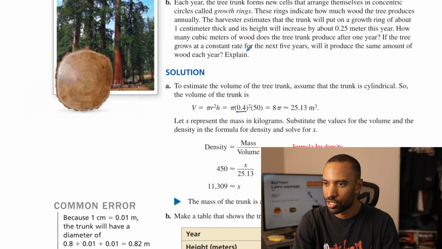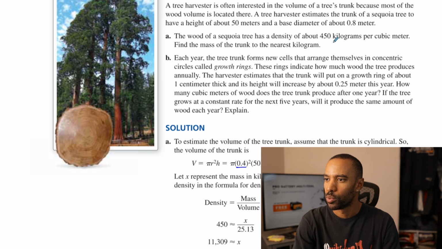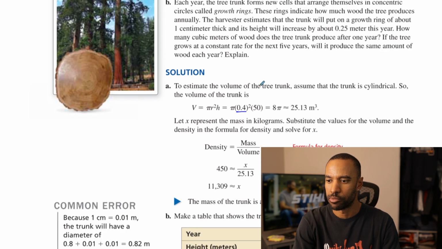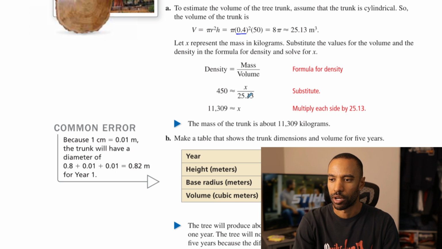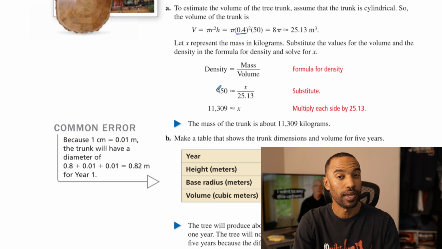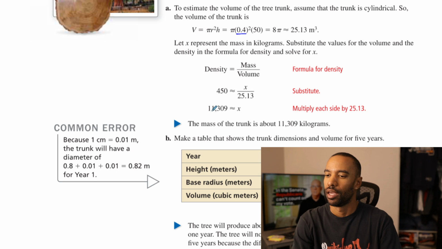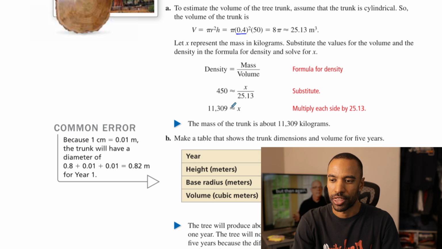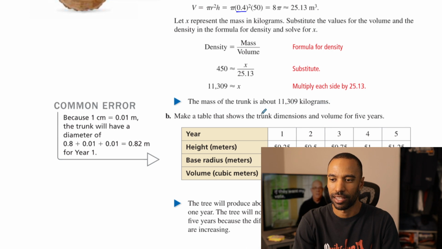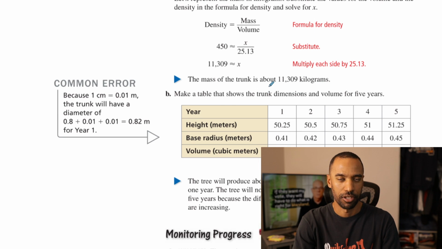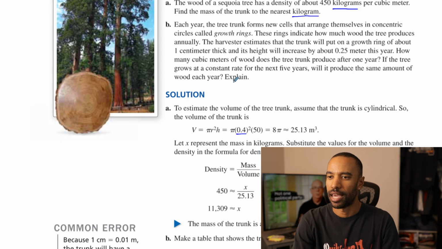And this mass, before I look at their answer, was in kilograms. So they're saying find the mass of the tree trunk to the nearest kilogram. The same thing applies here, so we're going to multiply both sides by 25.13. Again, I would use 8 pi. And we get around 11,309 kilograms for the mass of the tree trunk. All right, part B, I didn't read it yet.